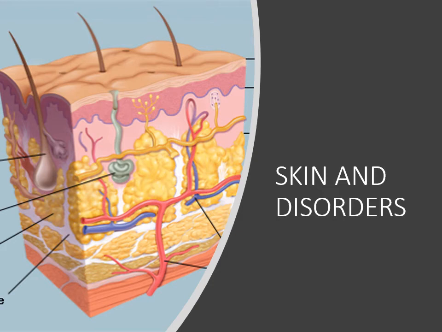Okay, let's start the next module on skin and skin disorders. So we'll start off talking about the anatomy of skin and the structures of the skin, and then we'll move on and talk about different disorders of skin tissue. Okay?